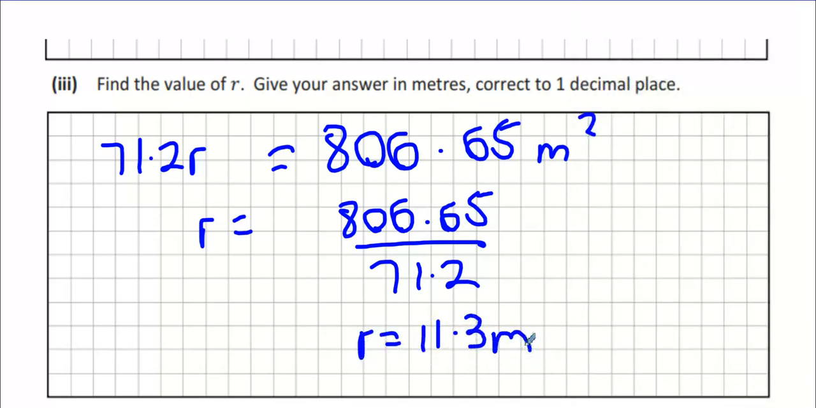Once again, always check your answers before you move on. And that is in fact 11.3. That's another 5 marker. Okay, now we're on to what I hope is the end of the exam.